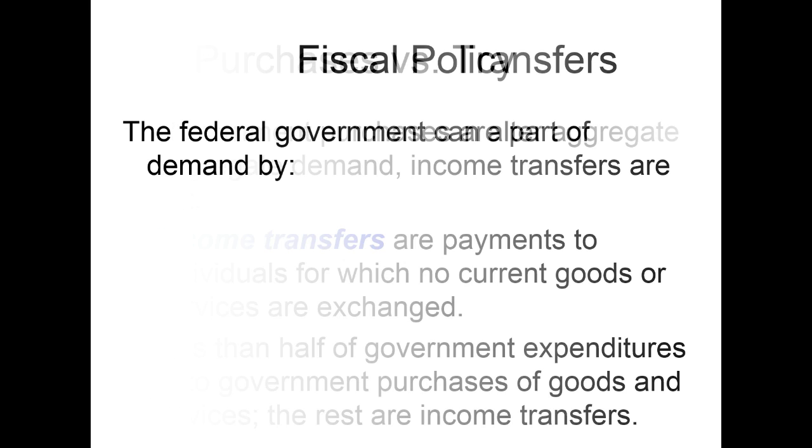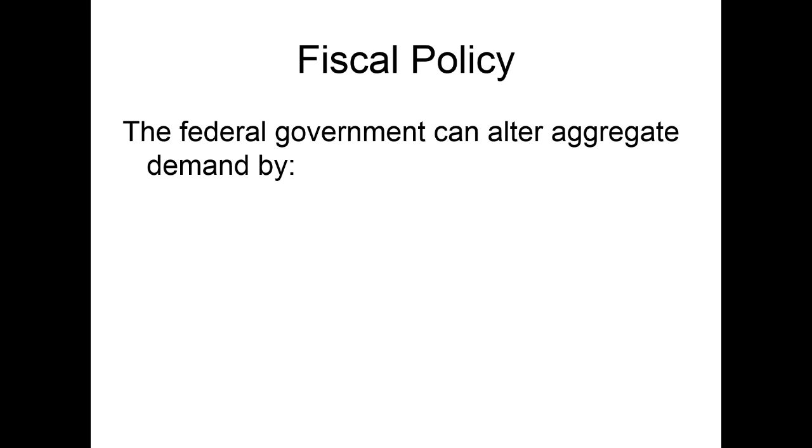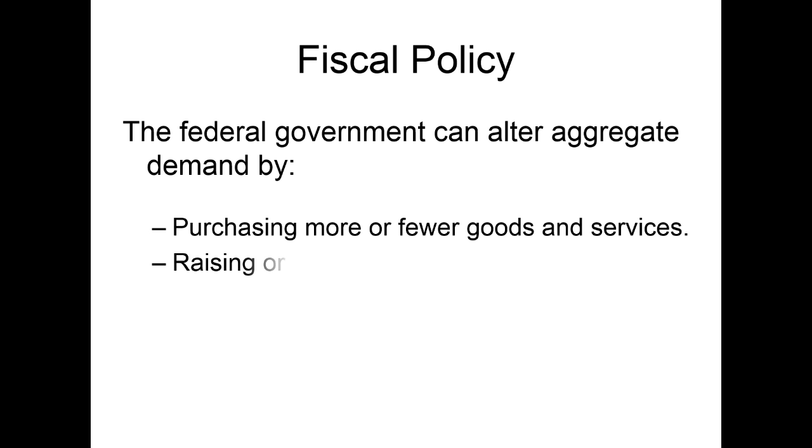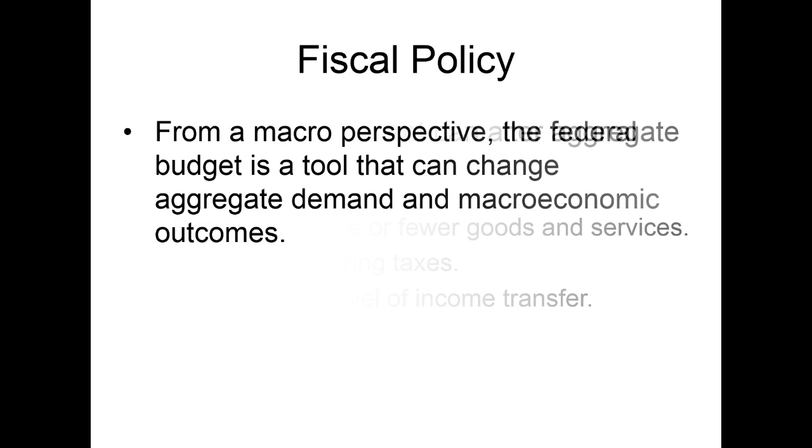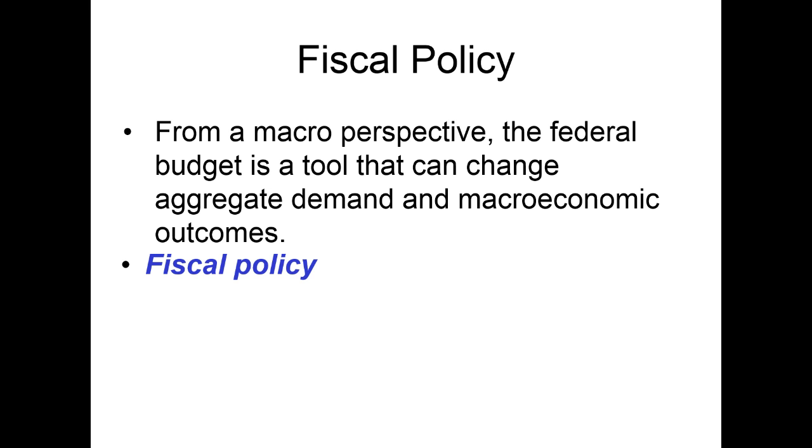So, let's talk about how the federal government can alter aggregate demand. Either it purchases more or fewer goods, or it raises or lowers taxes. From a macro perspective, the federal budget is a tool that can change aggregate demand. And when either aggregate demand or aggregate supply changes, that changes economic outcomes, primarily output and price levels. We call this fiscal policy.